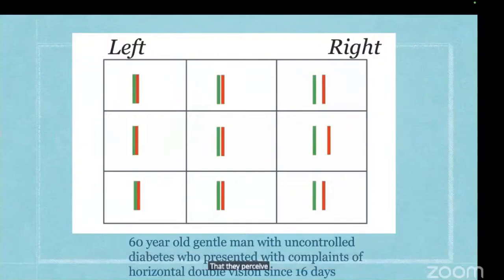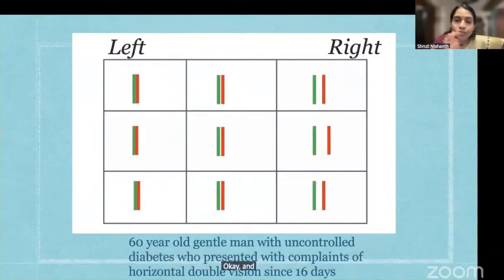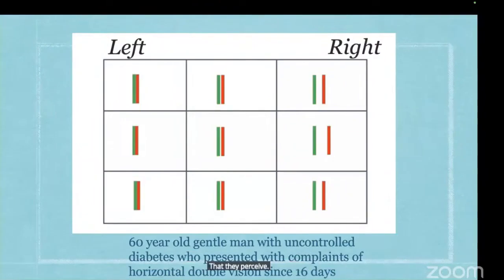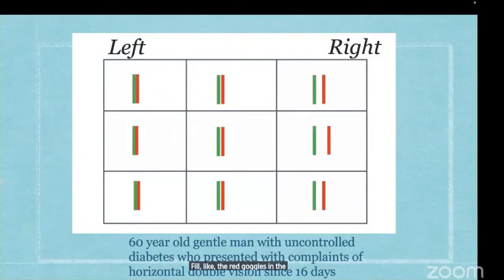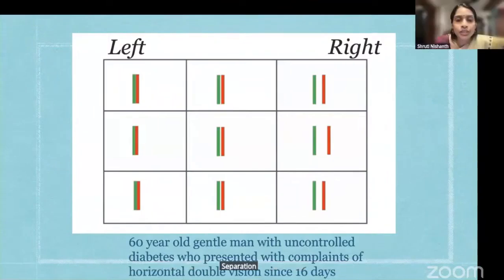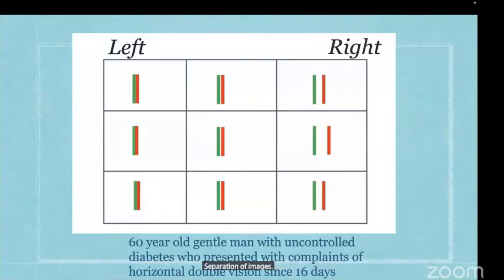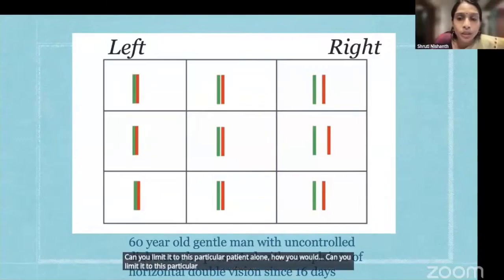Okay. And what is the name of the goggles? Armstrong goggles, ma'am. Okay, go on. Yes, ma'am. The procedure is first explained to the patient, and then we put the red goggles on the right eye and the green goggles on the left eye. Can you limit it to this particular patient alone? How would you have performed it, because this is horizontal? Yes, ma'am.